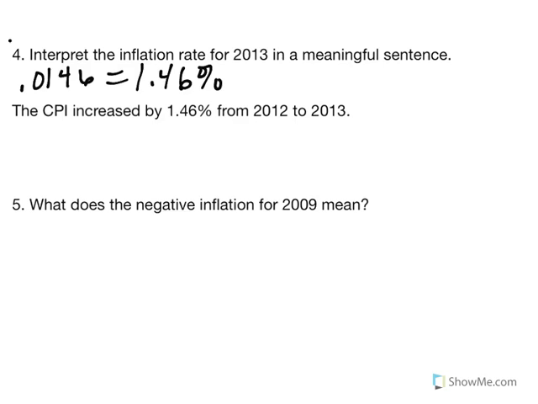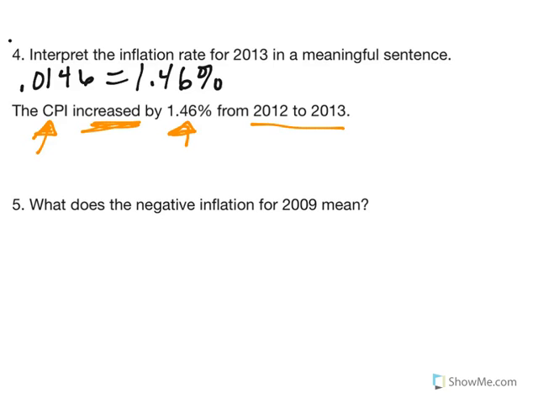When you're writing these meaningful sentences, you need a time period. You need whether it's increased or decreased, and by how much, the actual value, and then what you are talking about. So your meaningful sentences with these should have 4 pieces: time period, increase or decrease, value of increase or decrease, and the topic of what you're talking about. So if you have all 4 of those, you're probably doing okay.